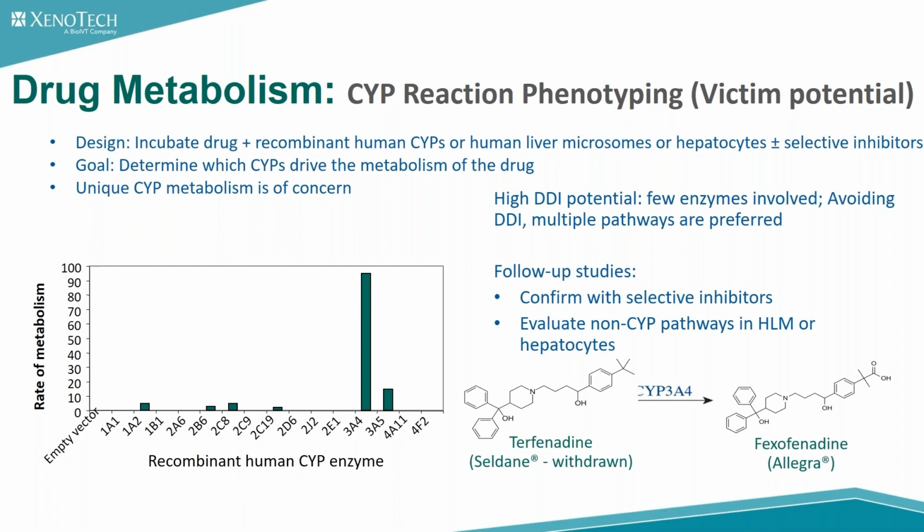However, fexofenadine, the active form, also known as Allegra, in its first main metabolite, turned out to be a safe alternative and still on the market today. So just really quick, this plot here is showing the rate of metabolism of terfenadine on the y-axis as a function of the various CYP isoforms on the x-axis. And this is done in human recombinant CYP enzymes. And it's pretty clear that the conversion of terfenadine to fexofenadine is predominantly catalyzed by only CYP3A4.